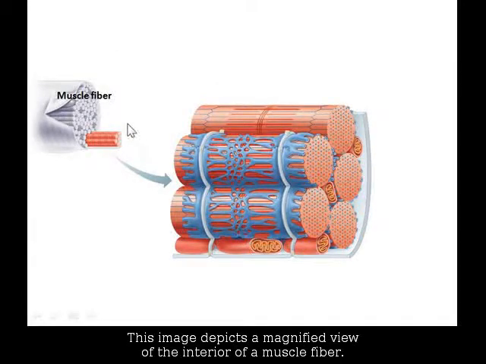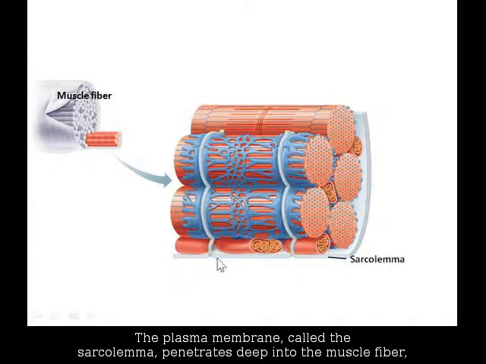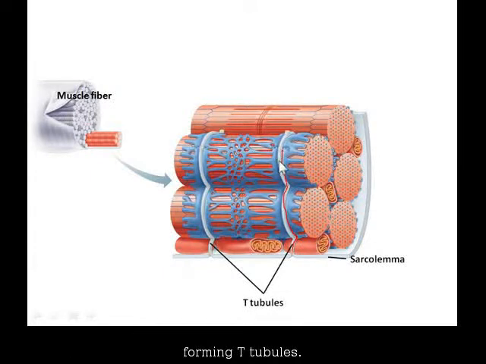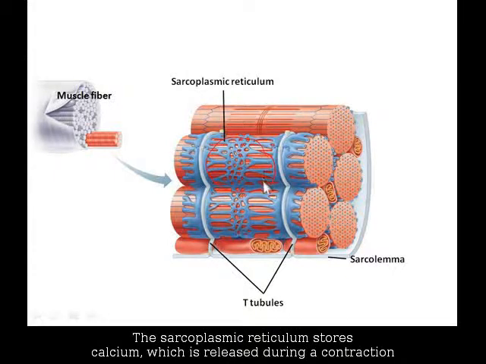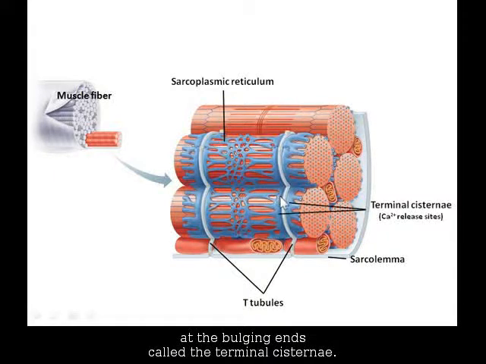This image depicts a magnified view of the interior of a muscle fiber. The plasma membrane, called the sarcolemma, penetrates deep into the muscle fiber, forming T-tubules. The blue structure, which looks like a loose-knit sweater, is called the sarcoplasmic reticulum. The sarcoplasmic reticulum stores calcium, which is released during a contraction at the bulging ends called the terminal cisternae.